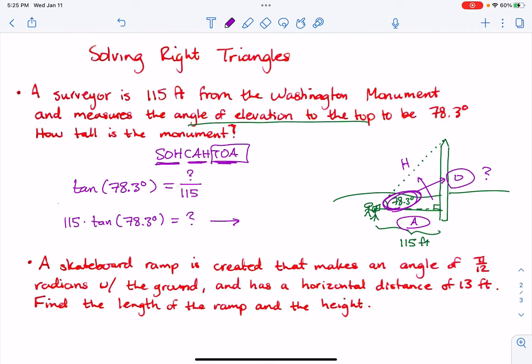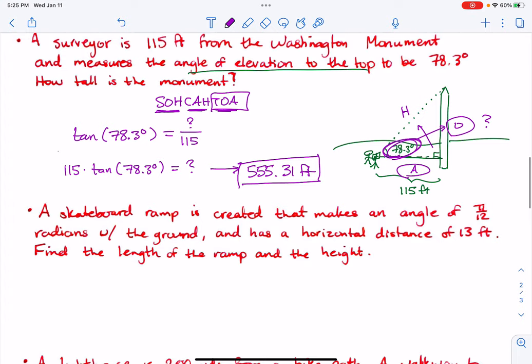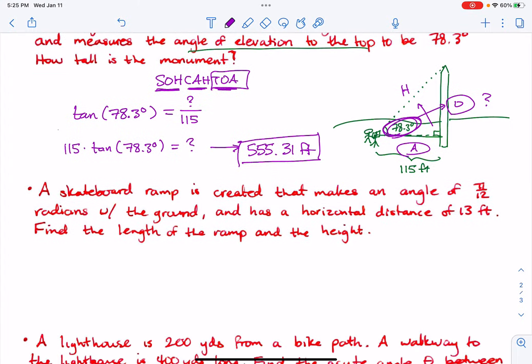So let's see, 115 times tangent of 78.3. That's going to give me an answer of 555.31 feet. And that is supposedly how tall the Washington Monument is. Cool beans. Let's move on.